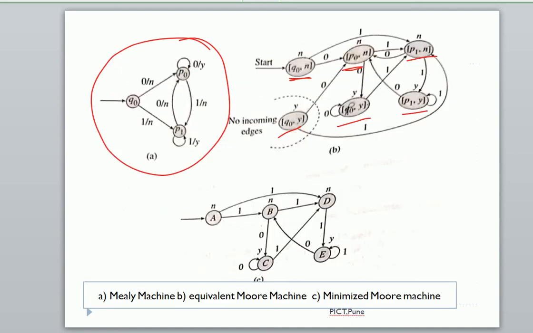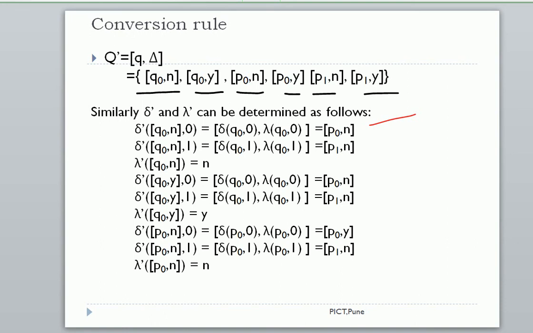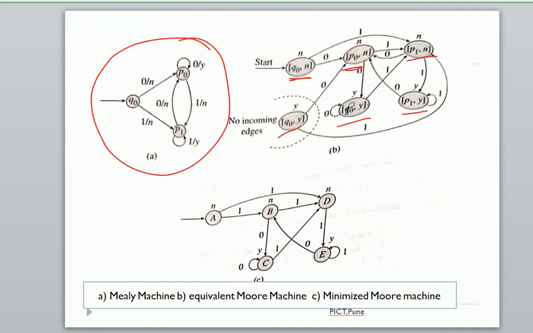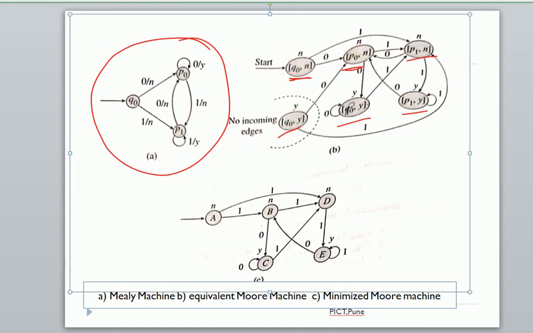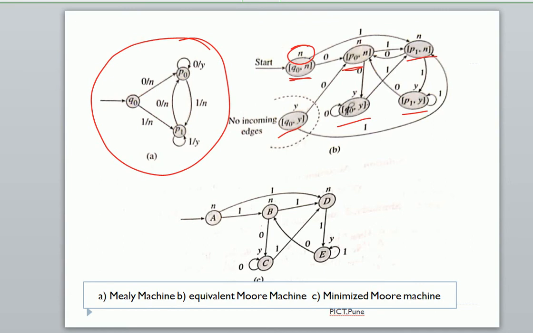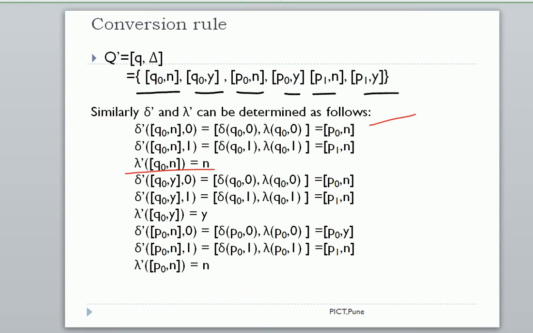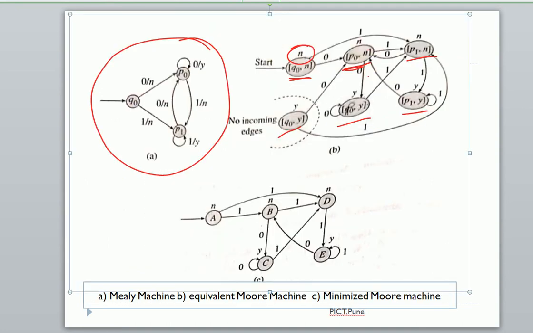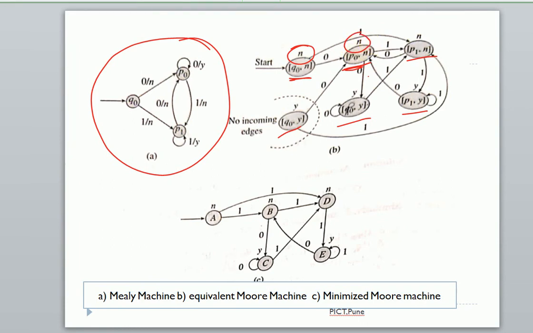And then there is the output associated with the states as well. Here we get lambda of Q0N, the output associated is N. Now for P0N, what is the output associated? For P0N, the output associated is N. I will write it here, N. Similarly, by using that equation, we will continue and get to know the rest.